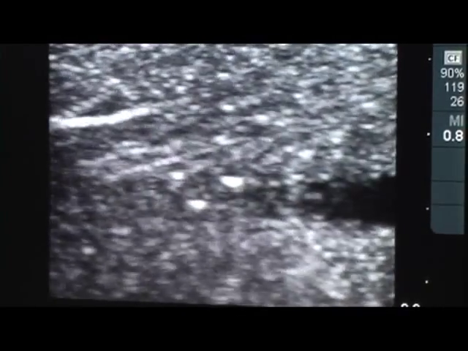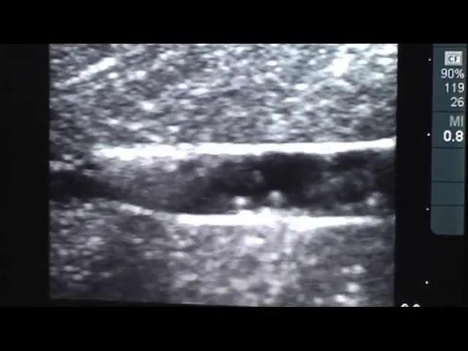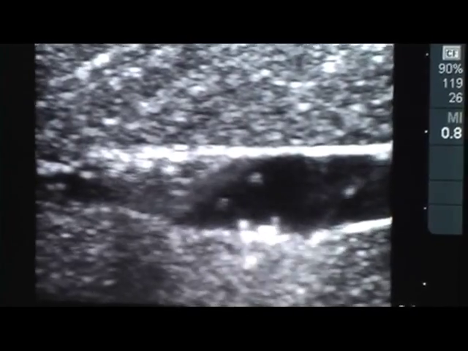Here, as we reorient the probe in the longitudinal view, we notice some hyperechoic signal, but we do not see the needle tip. As we draw back on the needle, we now clearly see it enter into the vessel. So this is a case of a posterior wall puncture.